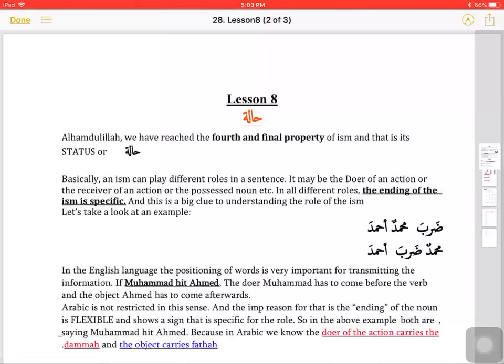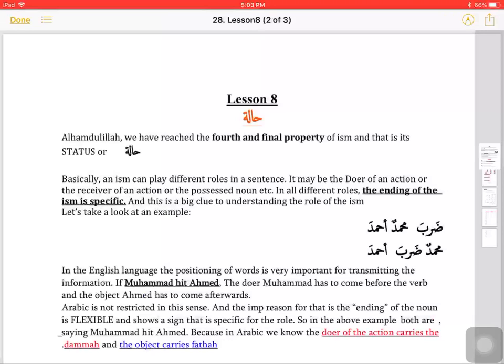Now inshallah we go on to our fourth property of ism. So we have done the three properties up till now. We did the gender of ism, we did the number adad, we did definite indefinite ma'rifa nakira, and the fourth property is the status.